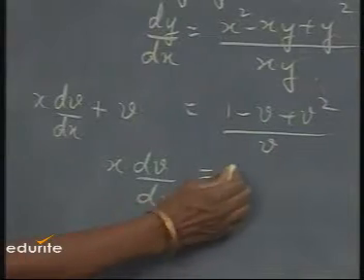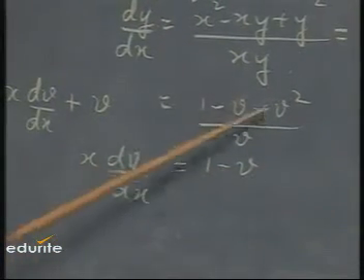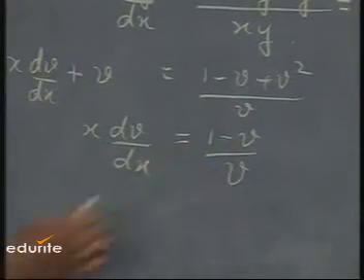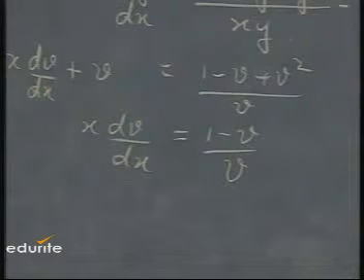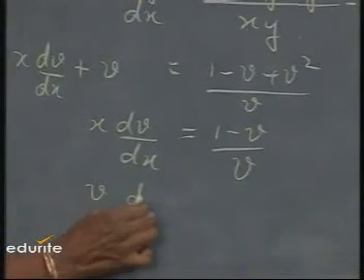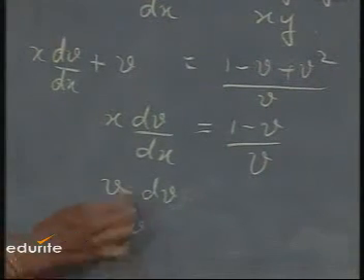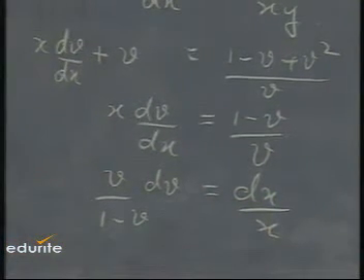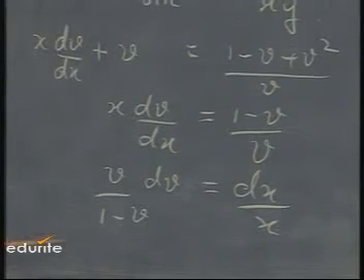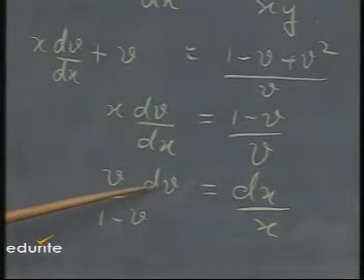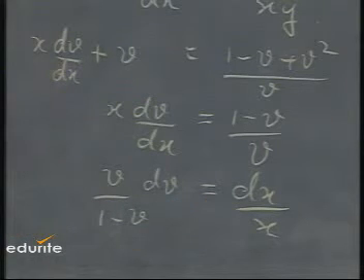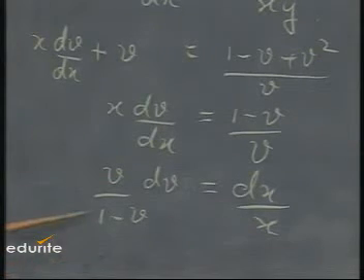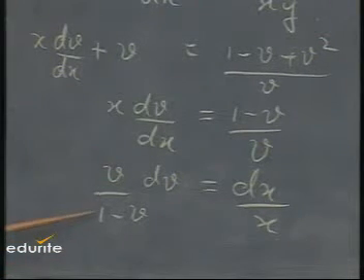So you get 1 minus v plus v squared, and then this becomes minus v squared, which gets cancelled, and so you get 1 minus v by v, and this can be separated as v by 1 minus v dv is equal to dx by x. Now we have come to the first type where you have v terms separated from the x terms. So the method for variable separable is just integrate and write down the answer. So now the next step is to integrate this expression.